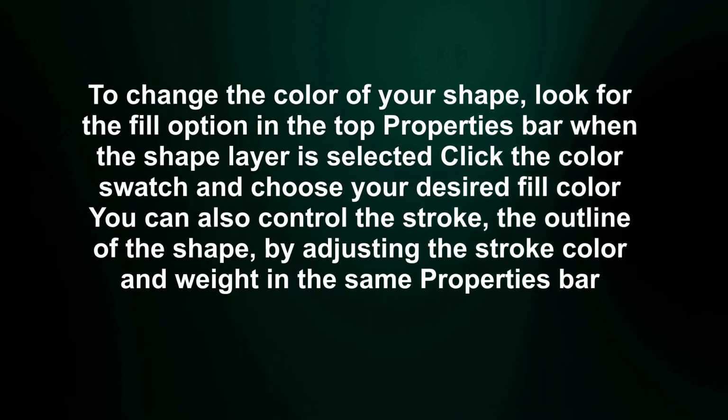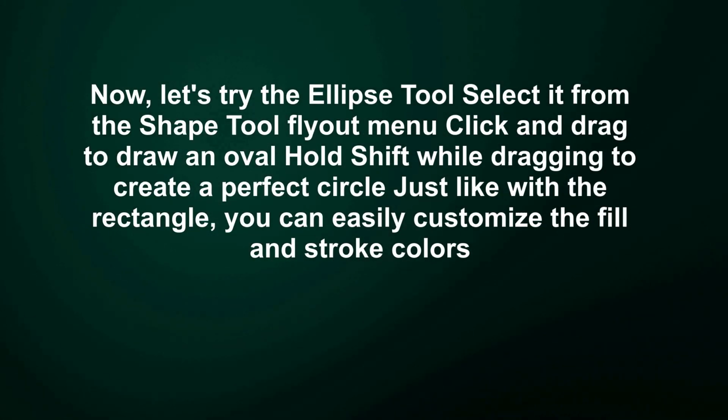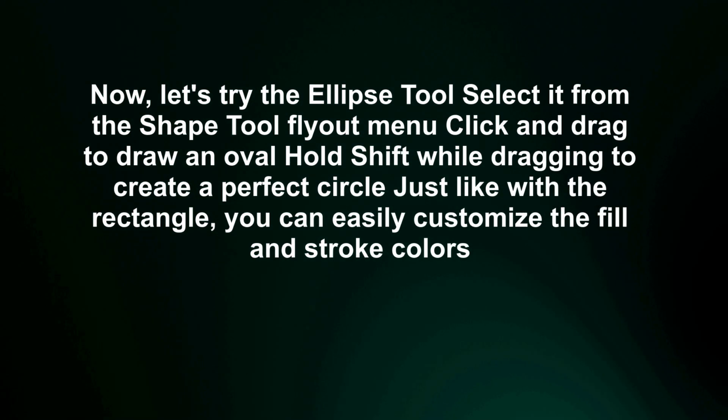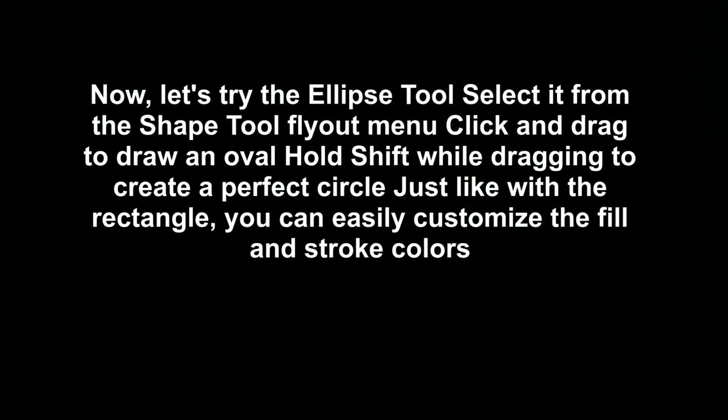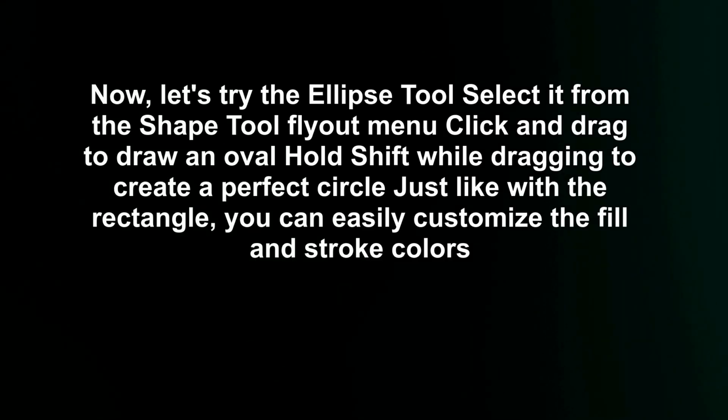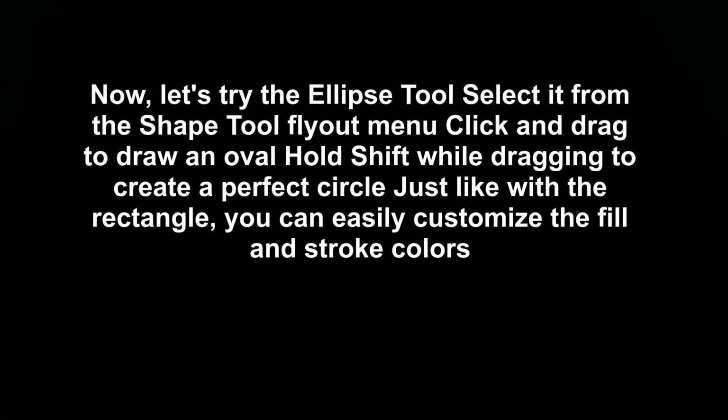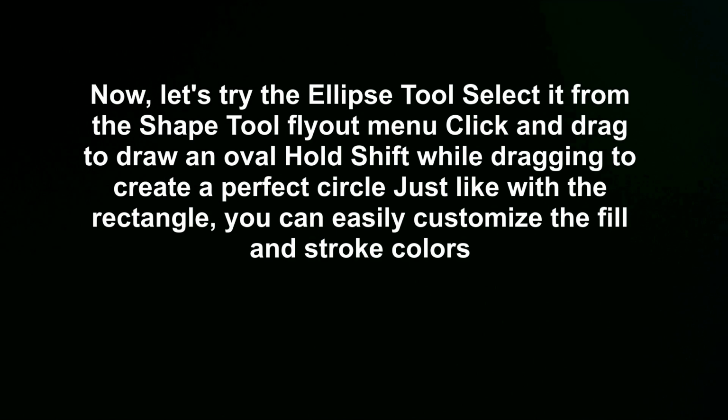same properties bar. Now, let's try the ellipse tool. Select it from the shape tool flyout menu. Click and drag to draw an oval. Hold Shift while dragging to create a perfect circle. Just like with the rectangle, you can easily customize the fill and stroke colors.